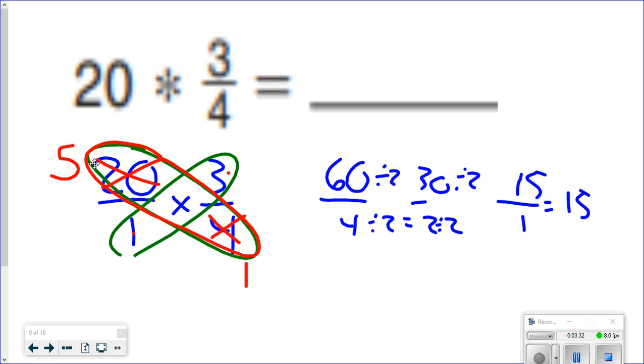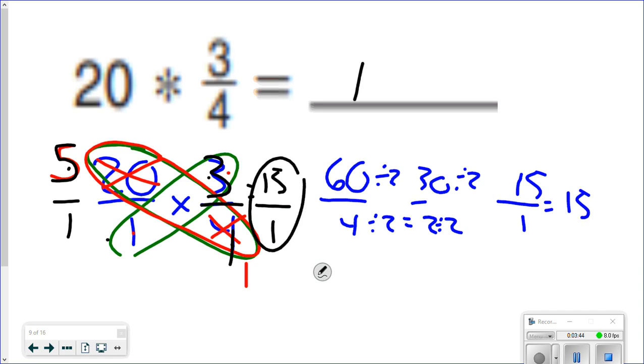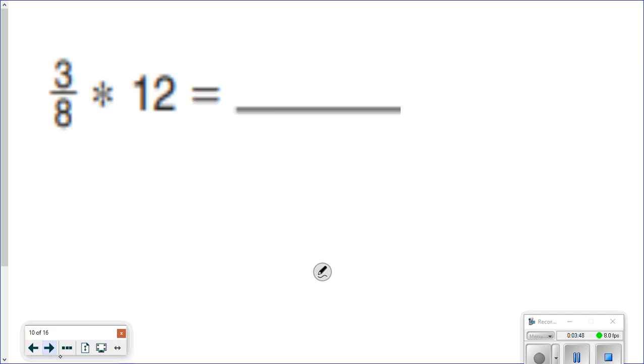Now, I have a new problem. I have 5 over 1 times 3 over 1. 5 times 3 is 15. 1 times 1 is 1. My answer is 15 over 1, or 15. Cross reduce is pretty awesome. We're going to do another cross reduce. Watch close.